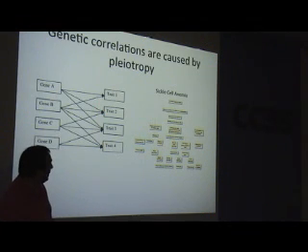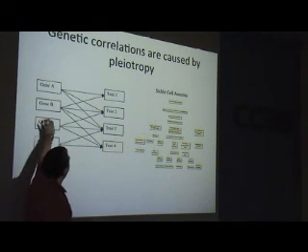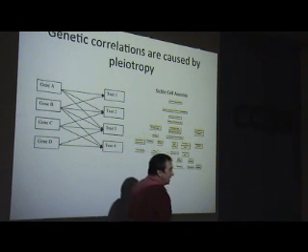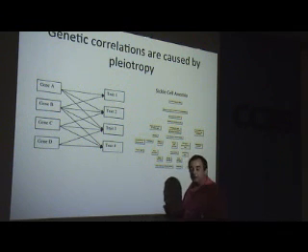Basically, pleiotropy is when one gene affects multiple traits. So for example, gene C affects traits 2, 3, and 4 in this example. And so you have one gene affecting multiple traits. That's really what causes genetic correlations.